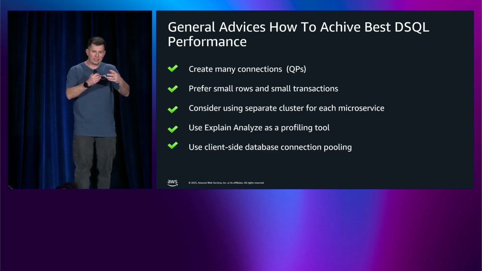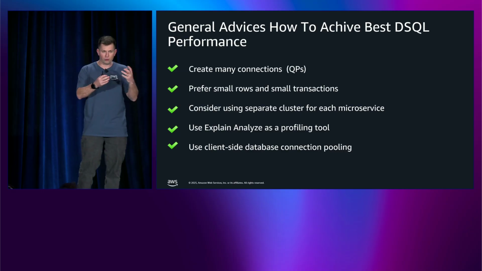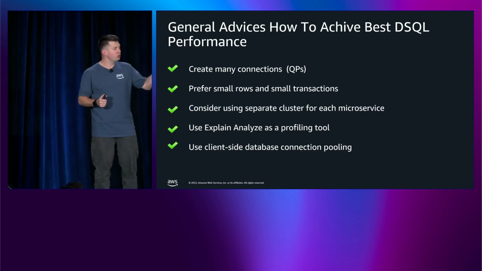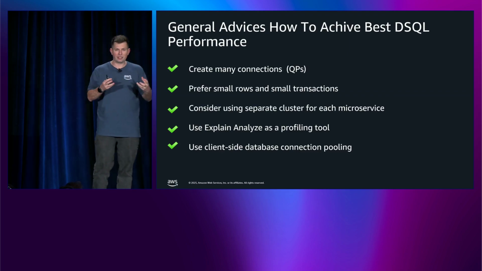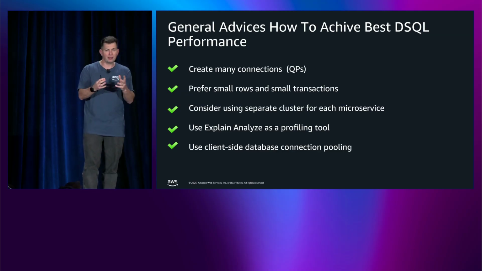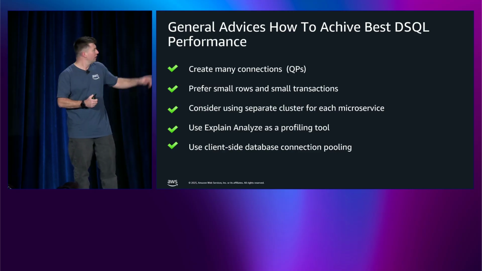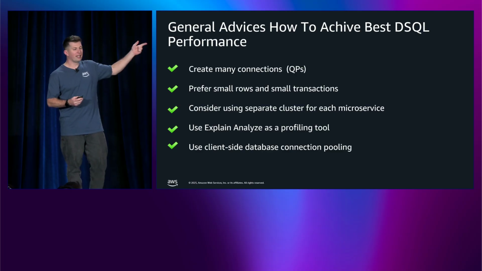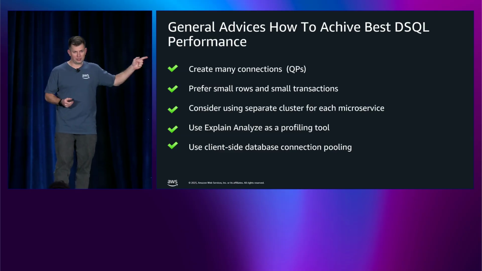the adjudicator for deciding which transactions are in conflict and to resolve this conflict. For the same reason, you may consider to use separate clusters for each of your microservices, again, to have less conflict and to have less aborted transactions. And if you find any bottlenecks, or you would like to know where the money goes, Explain Analyze will help you with this. And of course, don't forget about client-side connection pooling. This also will help you with your performance.